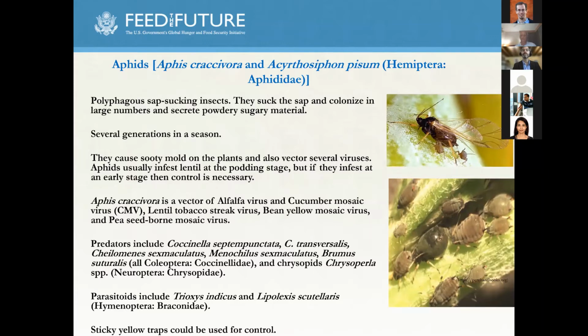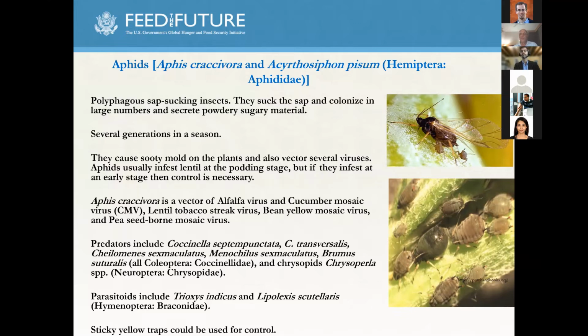Well, aphid is a major pest. Even Mr. Aryal mentioned it. It is a polyphagous pest. Aphis craccivora is the most serious species. There's also another species, Acyrthosiphon pisum, that also occurs. But in Nepal, I think Aphis craccivora is the most serious one. It attacks all the leguminous crops, and it is also a vector of alfalfa mosaic virus, cucumber mosaic virus, lentil tobacco streak virus, bean yellow mosaic virus, and others.